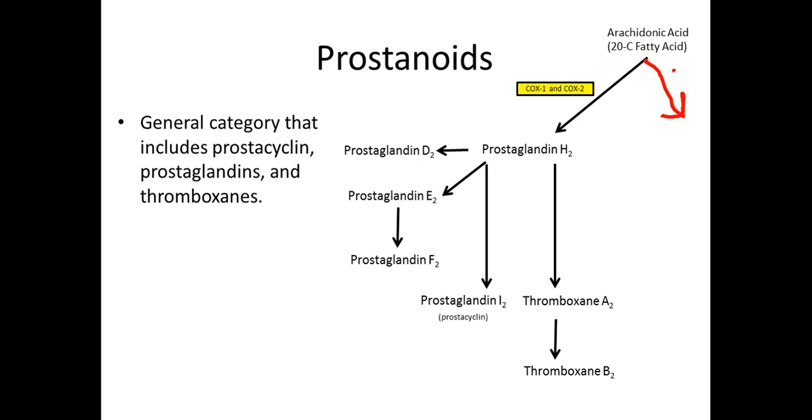We just covered this route through the lipoxygenase enzymes. Now we're going to go through the cyclooxygenase pathway, or our COX-1 and COX-2 pathway. So I have it kind of broken down here. We're going to focus on this. Remember, in our very initial slide, we talked about the different naming system. We have prostacyclins, prostaglandins, and thromboxanes.